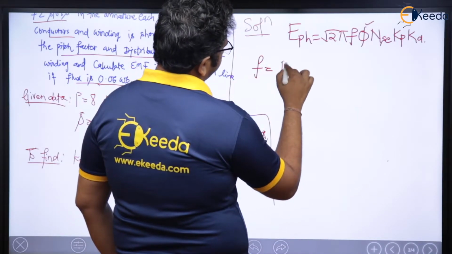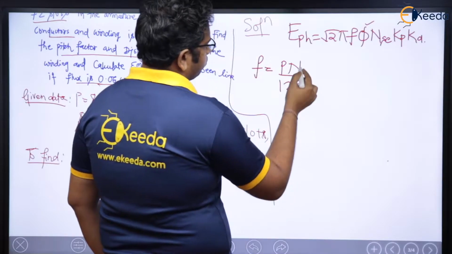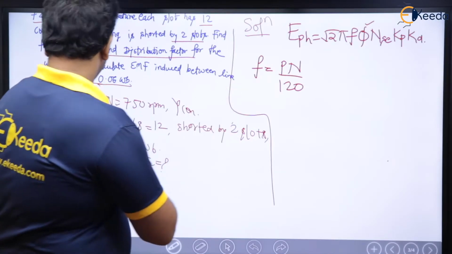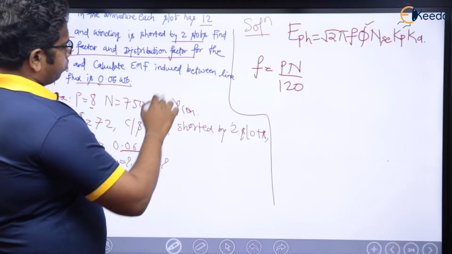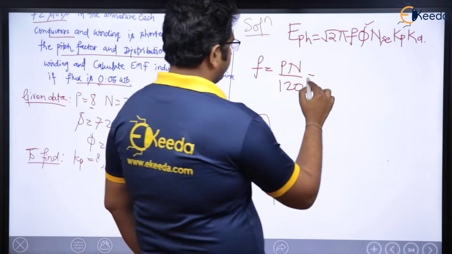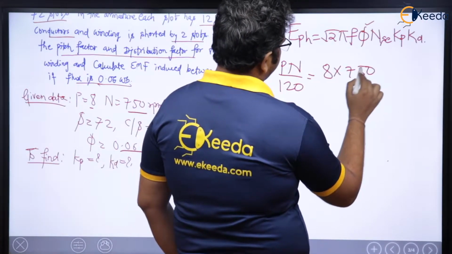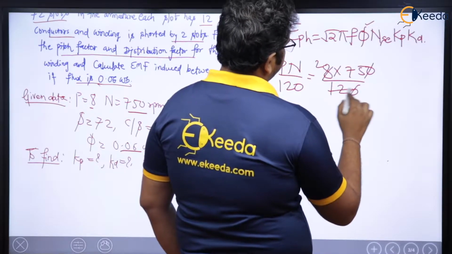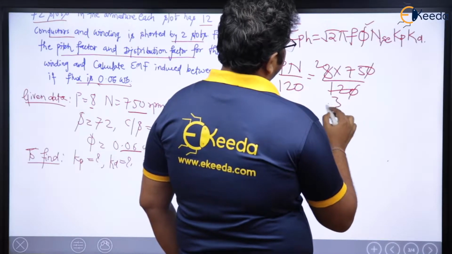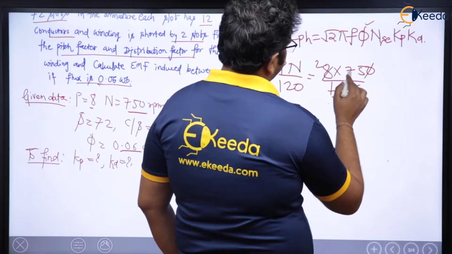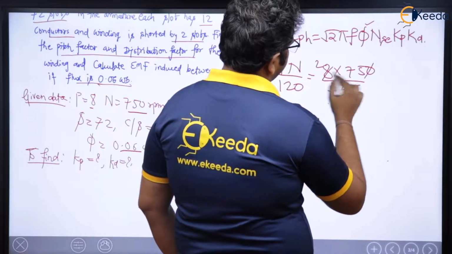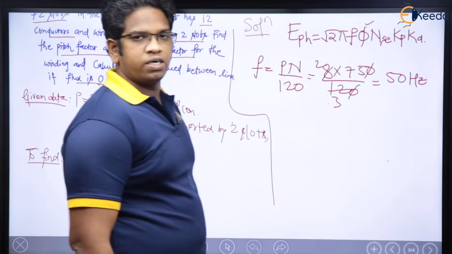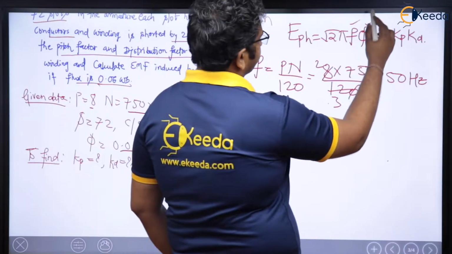Frequency F is Pn by 120, because N is equal to 120 F upon P. Just rearranging that equation, what do we get? Number of poles is 8, N is 750 RPM. So 8 into 750 divided by 120. This gets cancelled, 4 2s are 8, 3s are, right? 75 into 2 is 150, 150 divided by 3 is going to be 50 Hz. So the frequency which we get is 50 Hz.